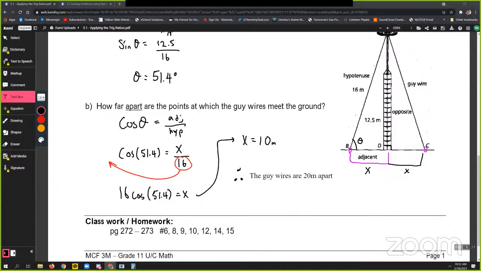Okay, I have a question. This might seem dumb, but how do you know when to use cosine and sine and tan? You explained this before, but I still don't get it.